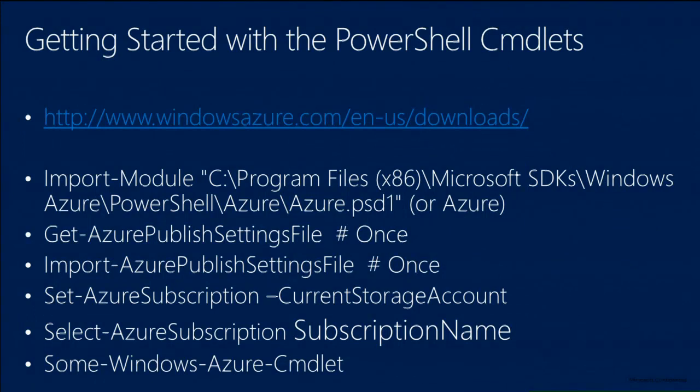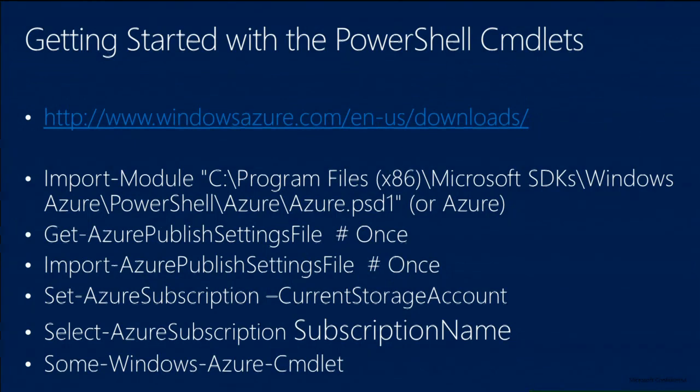Inside the publish settings file, there's a certificate that's installed in your Azure subscription, and it installs it on your local machine. You don't have to do these ever again on that laptop or desktop or whatever you're running on. If you want to run it on a different machine, you do. But to configure your one machine, you only have to run those one time. And from there, there are various commandlets to actually manage your subscription.